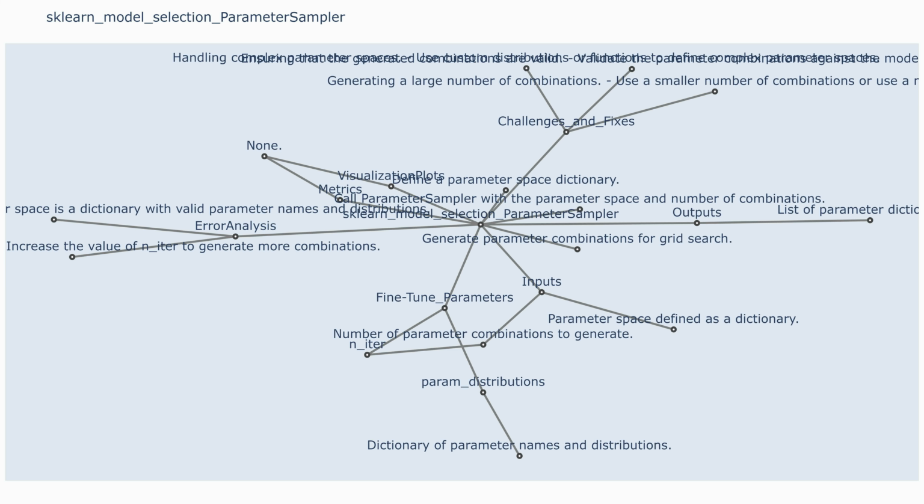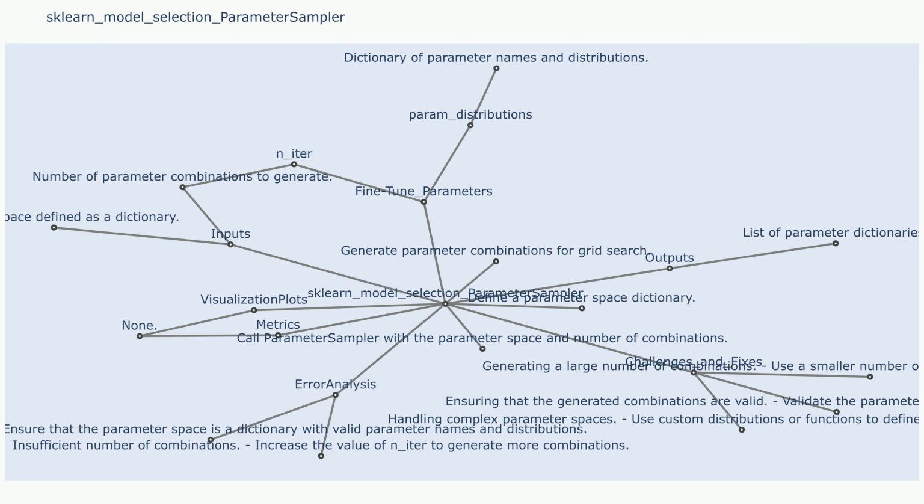sklearn, model selection, parameter sampler. Description. Parameter sampler is a utility class in scikit-learn used for generating a sequence of parameter settings for hyperparameter optimization. It draws random parameter settings from a given distribution.